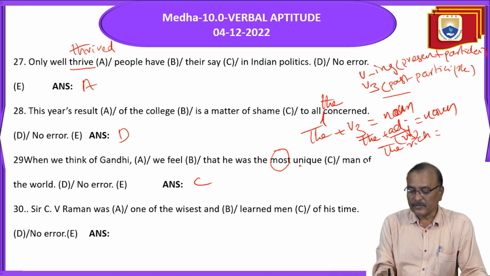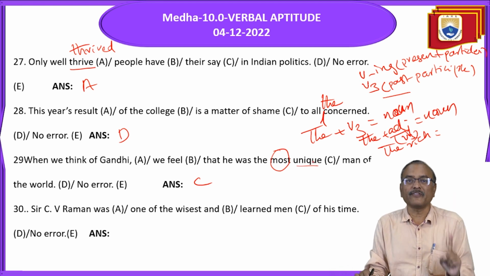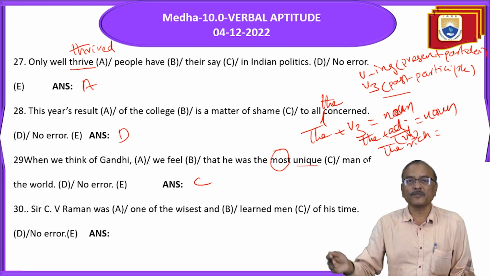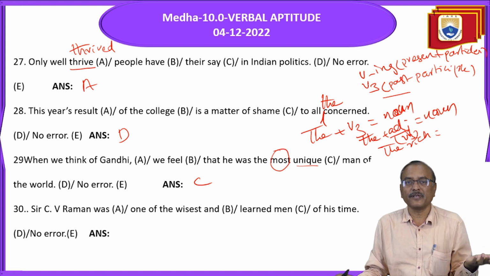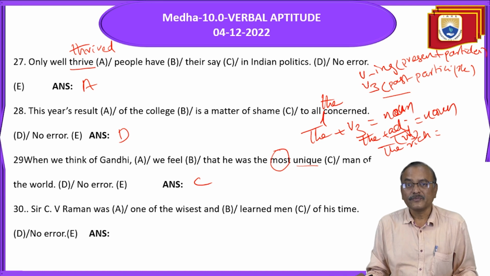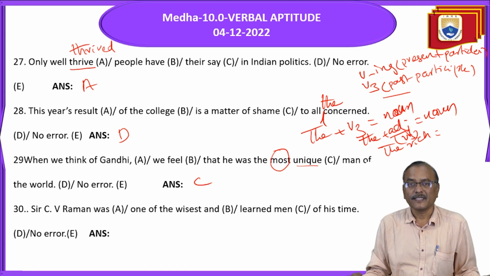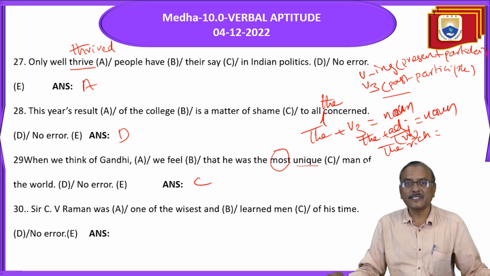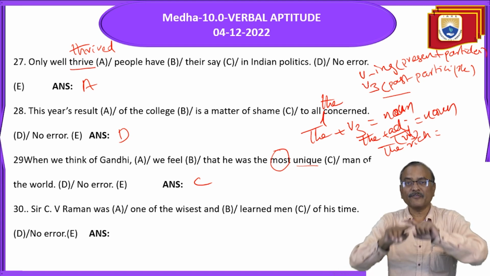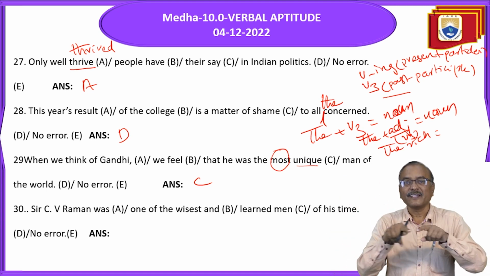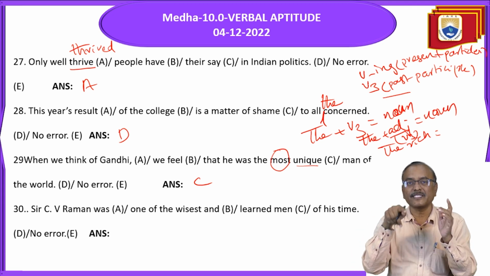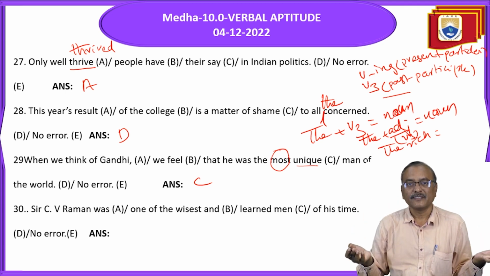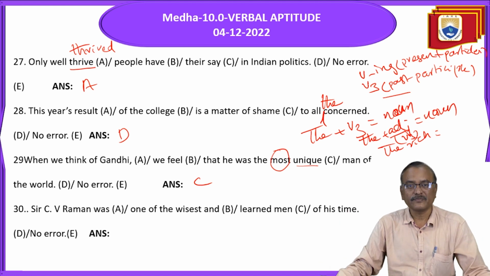Why? Some adjectives like unique, meaning only one, have no comparative or superlative forms. More unique, most unique, don't say like that. Some adjectives like round, perfect, quite, unique don't have any comparative superlative forms. Don't say more round, most round. Round itself means the radius is equal in all directions from the center. So we can't say more round, most round.